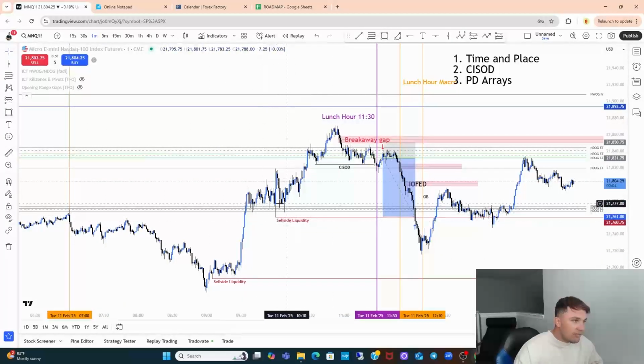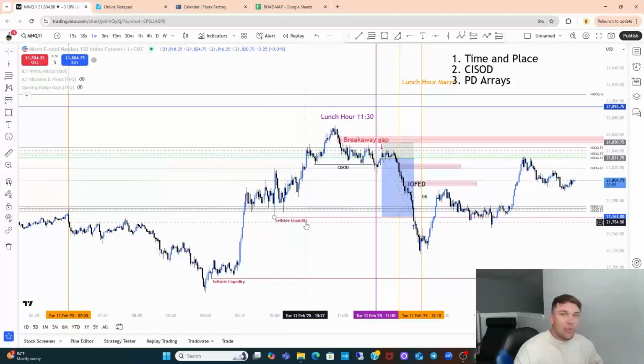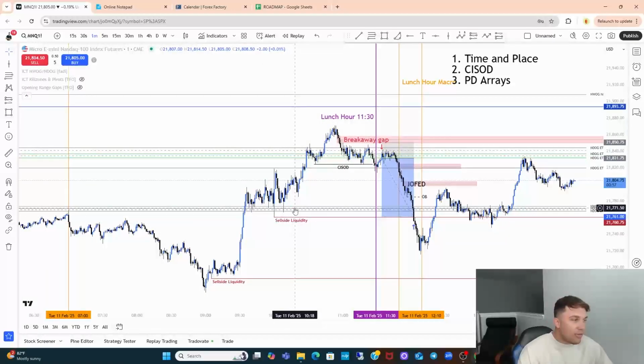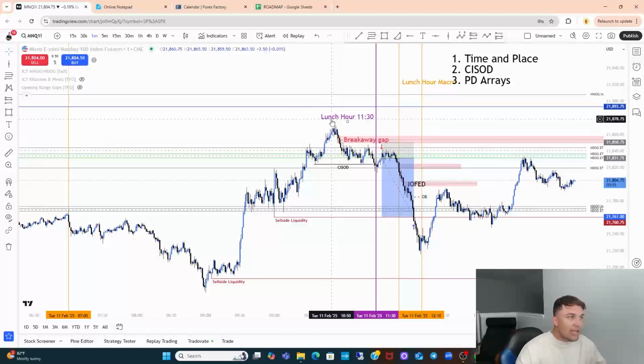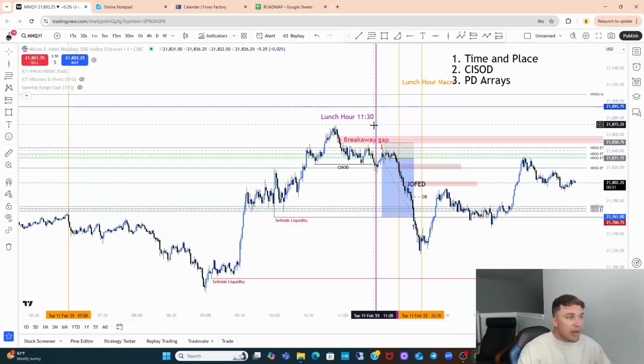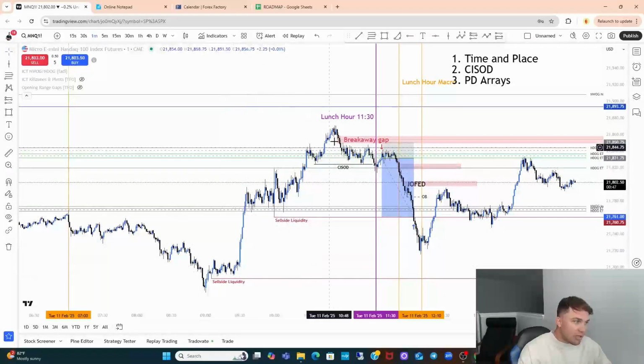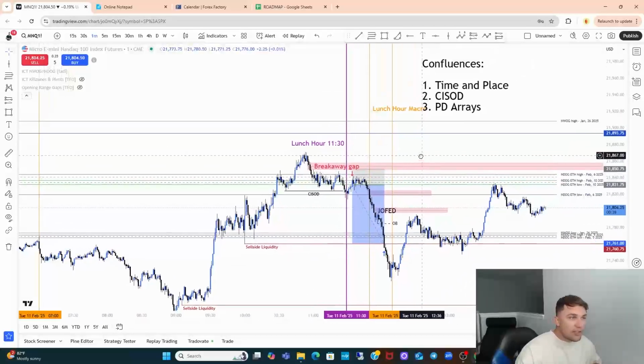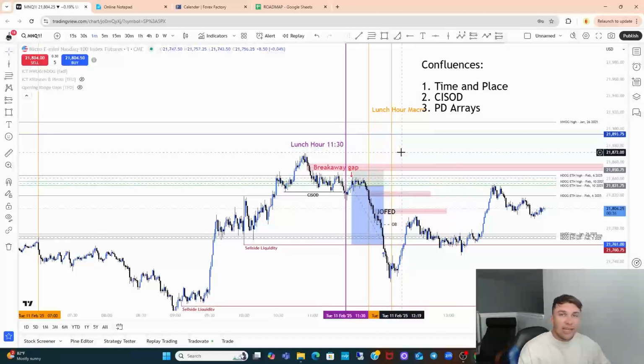There is some relative equal lows right here. We understand that is sell side liquidity. There could be resting sell stops at those lows. So heading to lunch hour at 11:30 a.m. Eastern time, we then expect price to hunt those sell stops. Those buyers in the market are trailing their sell stops, and we want to see price then hunt those sell stops during that lunch hour. So that is understanding time and place.